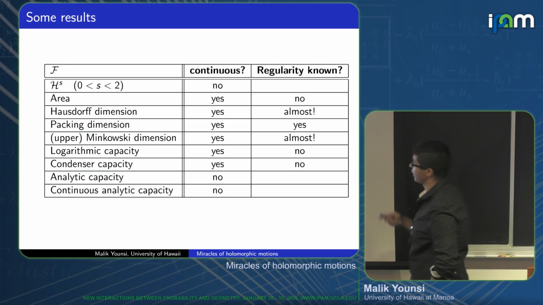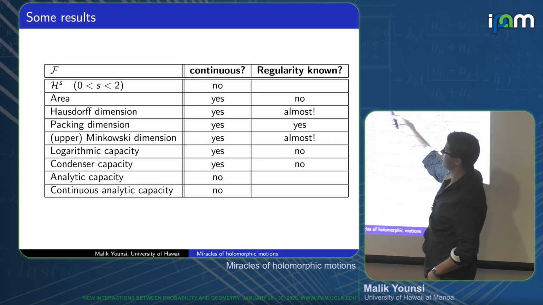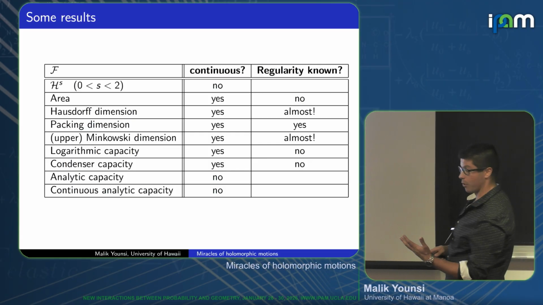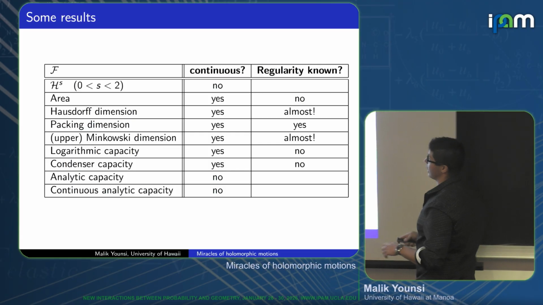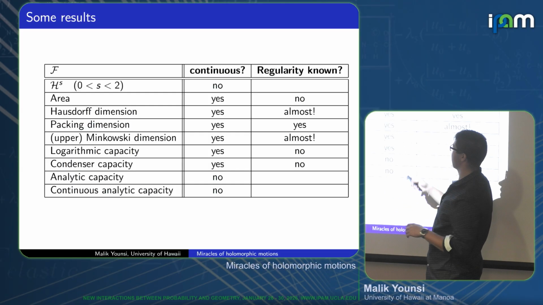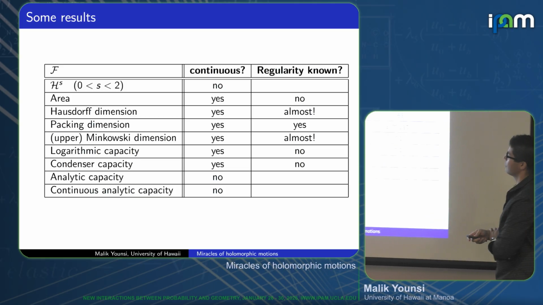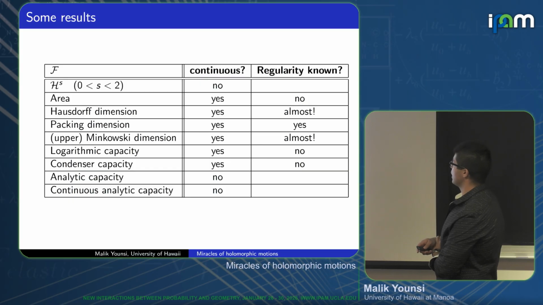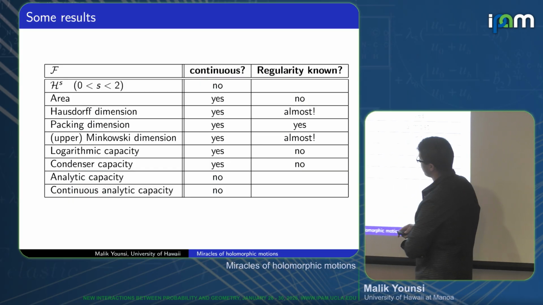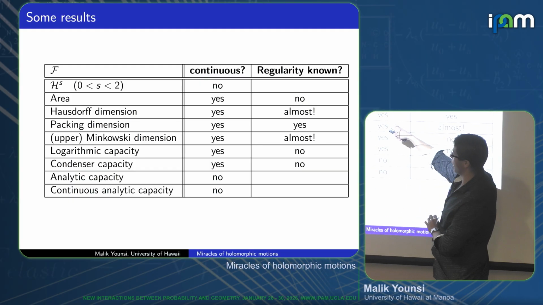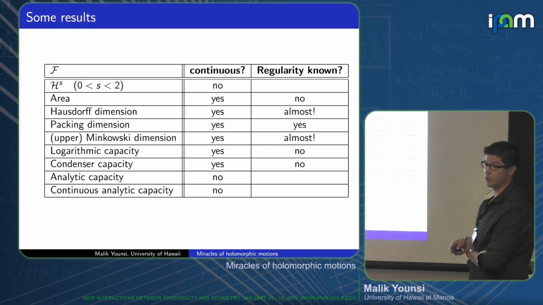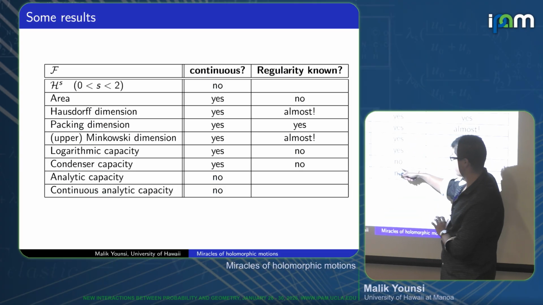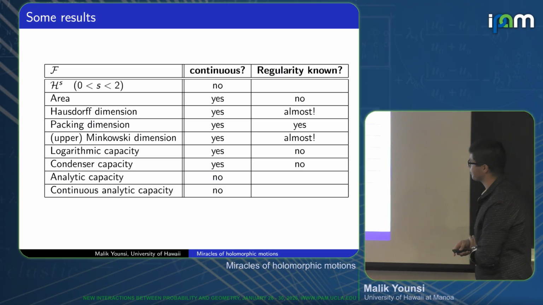And now the first thing you can ask yourself is, does it change in a continuous way? So is this a continuous function of the parameter lambda? For Hausdorff measure, the answer is no. You can come up with easy examples, like Julia sets of some polynomials. It's not difficult to see. But for a lot of them, it does vary continuously. That's the case, for example, for area, for a lot of the notions of dimensions. It's the case for logarithmic capacity. It's not the case for analytic capacity.